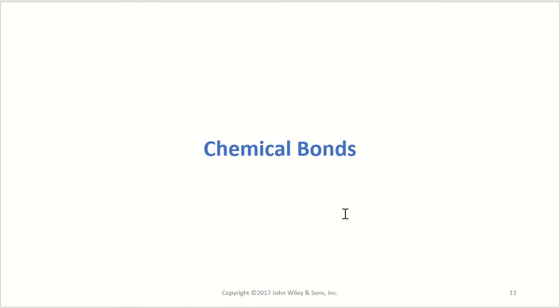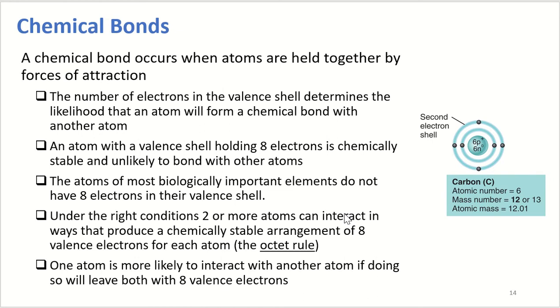All right, so that then brings us to chemical bonds, and these are really important because this is essentially what holds life together at its very base. Chemical bonds occur when atoms are held together by some kind of force of attraction. There are a couple of different kinds of attractions that we can talk about. The number of electrons in the valence shell, that outer shell, is going to determine how likely an atom is to form a chemical bond with another atom.